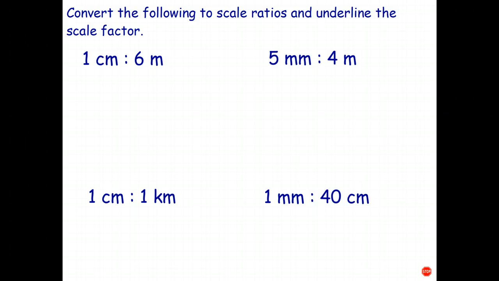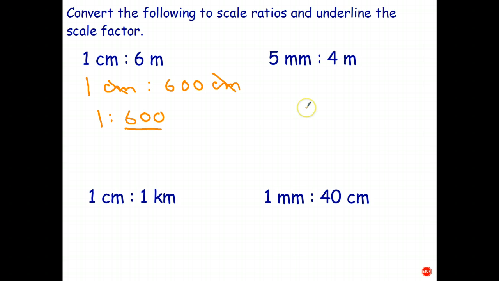Convert the following to scale ratios and underline the scale factor. Well, these are all pretty much straightforward. Once again, I want to get common units. So the first thing I have to do is go 1 centimeter and then convert the 6 meters into centimeters. Well, there's 100 centimeters in a meter, so that's 600 centimeters. And the centimeters cross out. And that means the actual scale ratio is 1 is to 600, and the scale factor is 600.